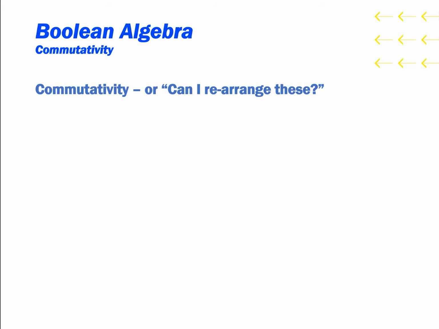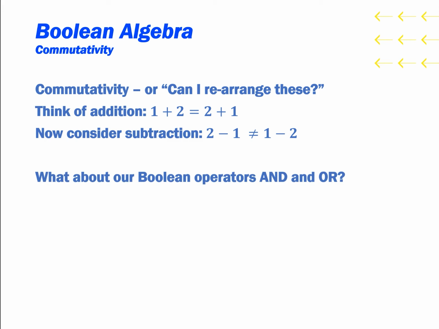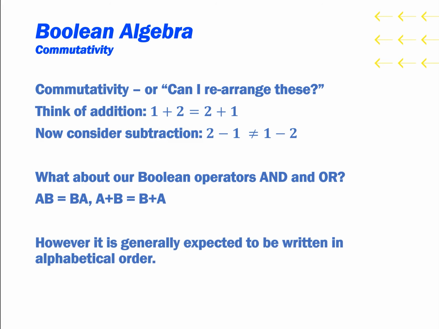Next we'll look at commutativity, or can I rearrange these? If you think of addition, 1 plus 2 is the same as 2 plus 1. This is not the case for subtraction. So for our Boolean operators AND and OR, it's pretty easy to see that A and B is the same as B and A, and similarly with the OR gates. However, it is generally expected to be written in alphabetical order to standardize the expressions.